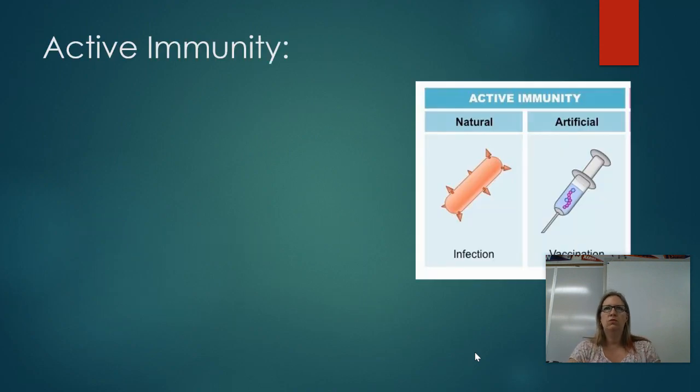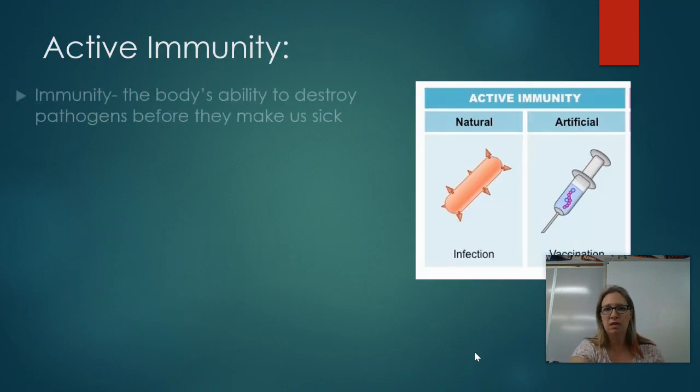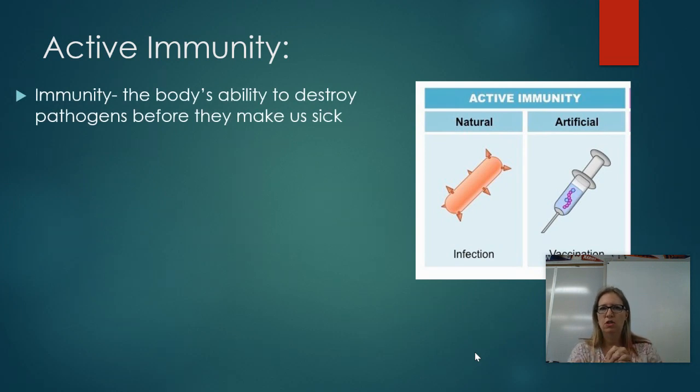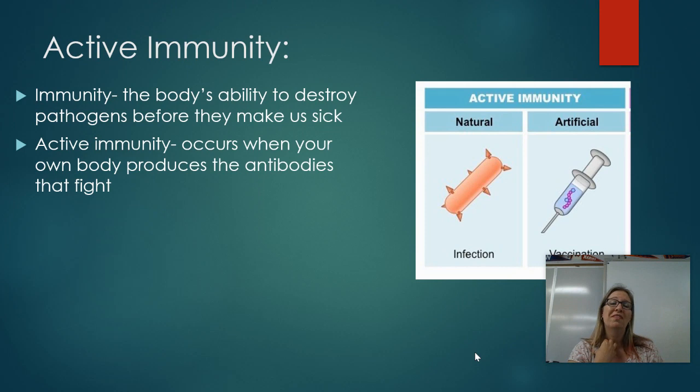All right, we're going to talk about immunity in general, which is just your body's ability to fight against those diseases. But we're going to talk about active versus passive immunity, okay? So when we talked about the immune response in our last lecture, we talked about how your body produces antibodies, and they're like an army, and they help fight against those pathogens that are getting in, okay? Well, with active immunity, that's exactly what's happening. Your own body is producing the antibodies to fight, okay?